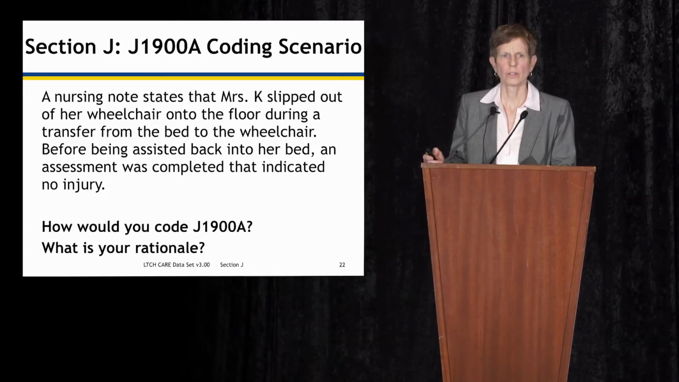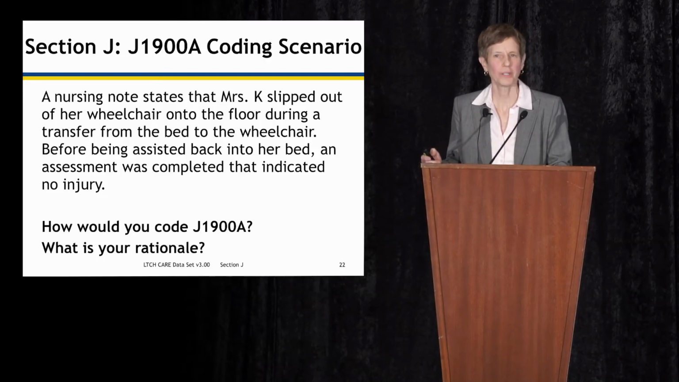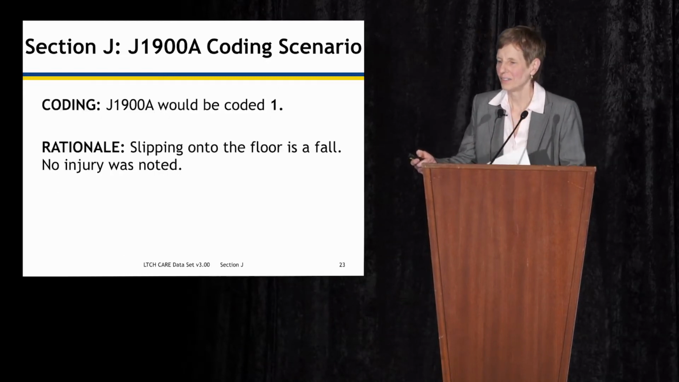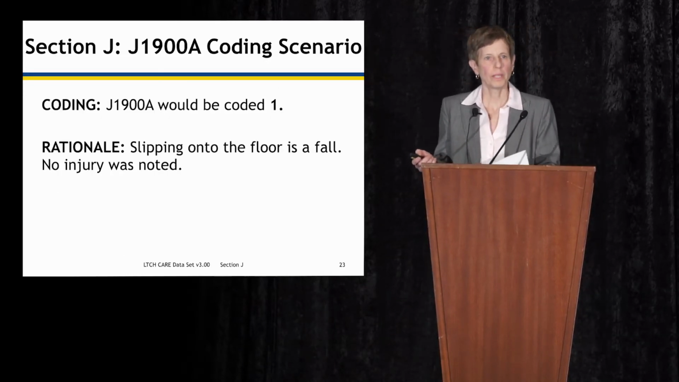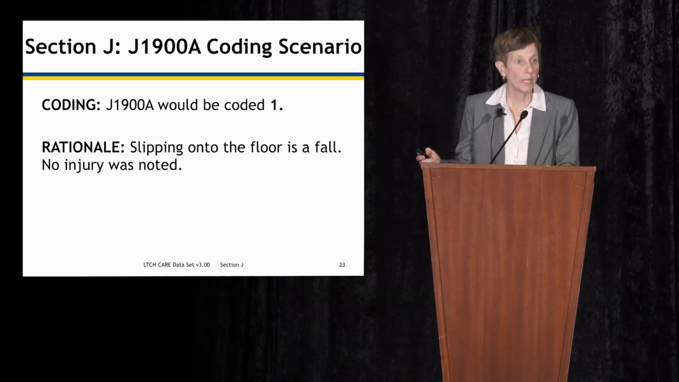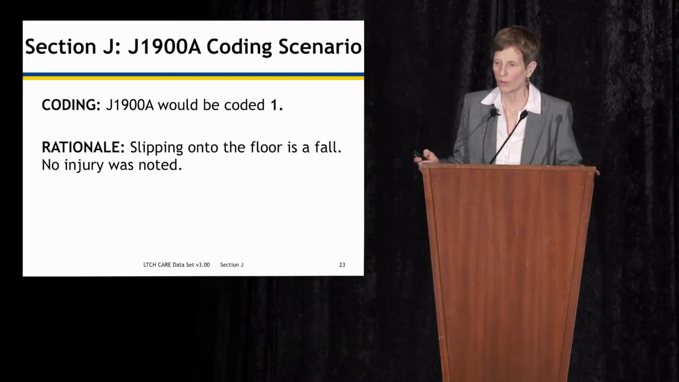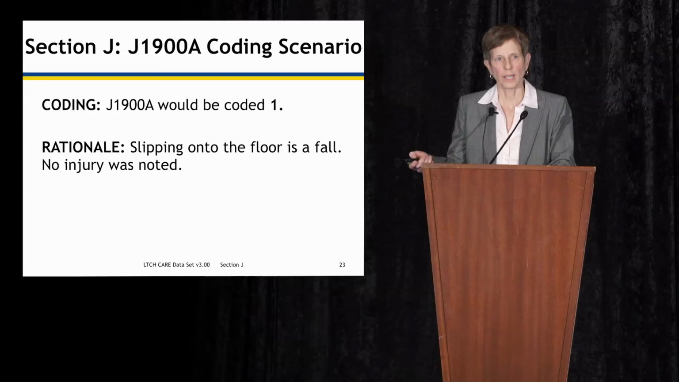Somebody's holding up more than one choice there. That's not fair. Okay, there's a lot of ones. This is great. You guys are getting this. So J1900A would be coded 1. The slipping onto the floor is considered a fall, and there was no injury indicated.